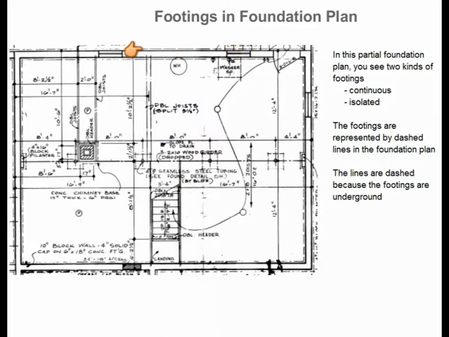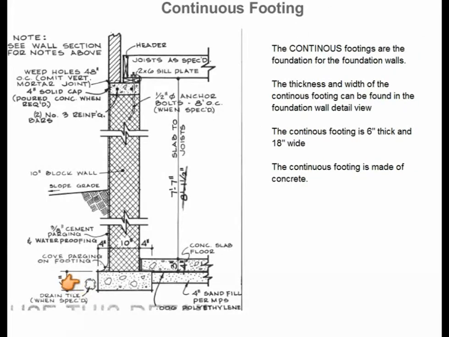The first footings you are going to install will be the footings under the foundation wall. The information for the footing under the foundation wall can be found on page 14 of your construction documents. This object here is the footing in the foundation wall detail that is on page 14. The continuous footings are the foundation or the base for the foundation walls.